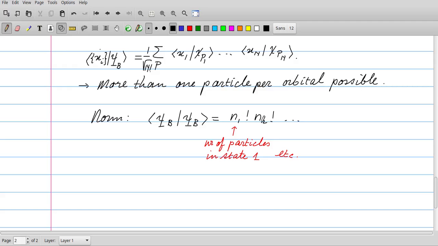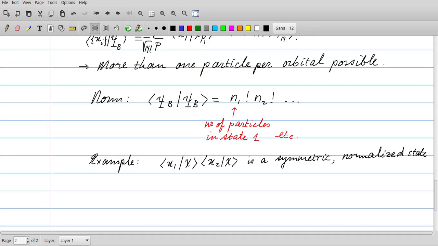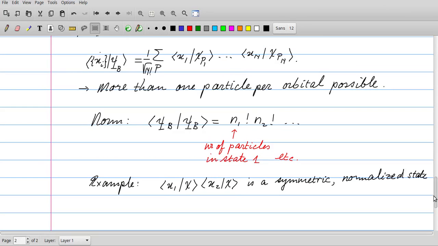Let us work out a simple example. As an example, we take two particles, 1 and 2, and they are both in the same state, which is chi. So the wave function then is x1 in chi and x2 in chi, and if these two orbitals are nicely normalized, then this is a symmetric normalized state. If we swap x1 and x2, we get the same state. But now let us try to follow the prescription here of the boson state for this case. Then we obtain the following.